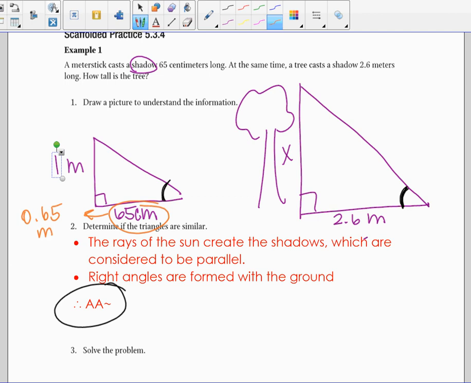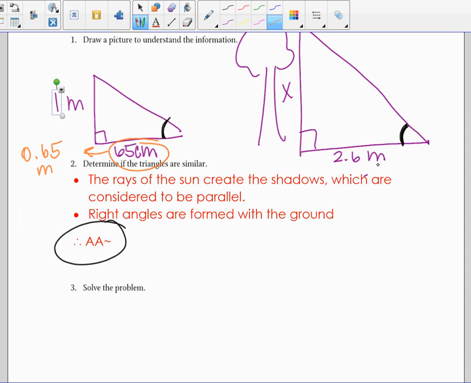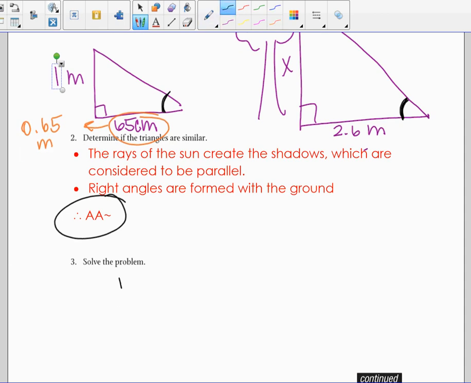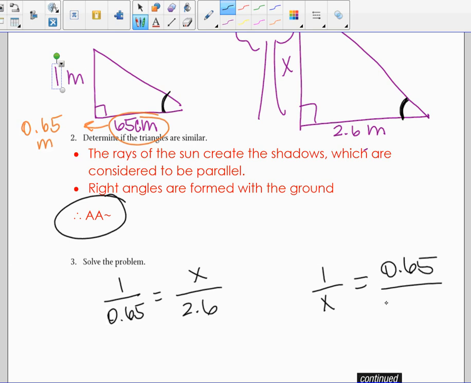Okay. So, because we have 100 centimeters for every 1 meter, so that's just converting it all to the same unit. So now we can say, okay, well, to solve the problem, we can do 1 meter over 0.65 equals X over 2.6. So you can set it up that way, or remember, you can also do 1 over X and do vertical over vertical equals horizontal over horizontal.